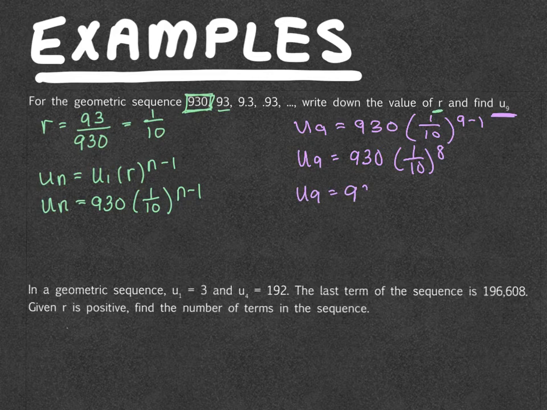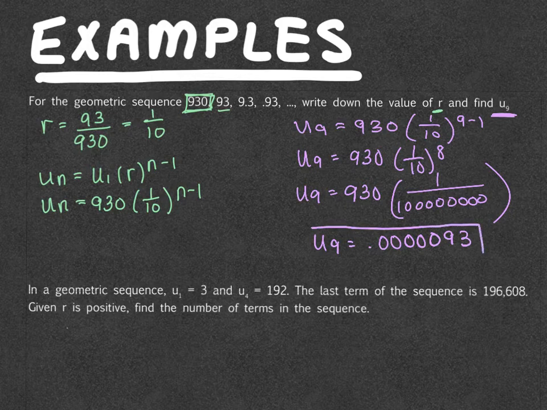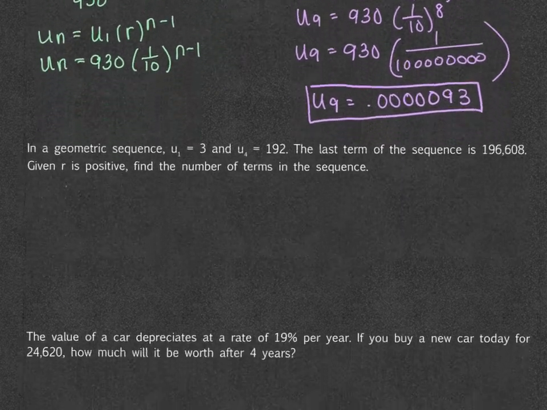So we've got 930 times 1 over 10 to the 8th. And then we just evaluate that in our calculator, and that comes out to 0.1234593. And that's it. So your ninth term would be that value. Okay, so moving on to number 2.